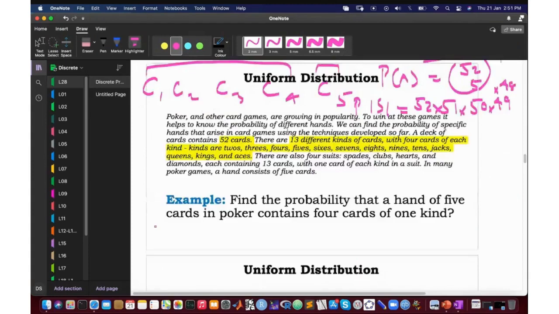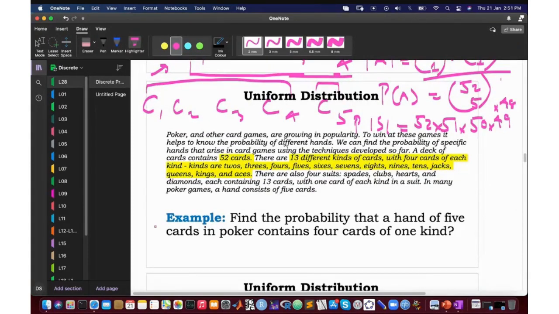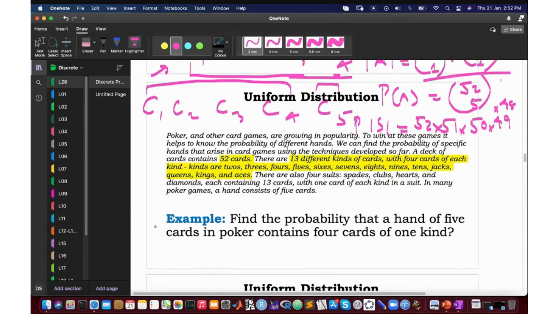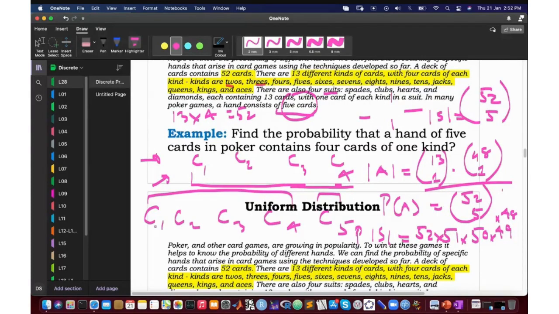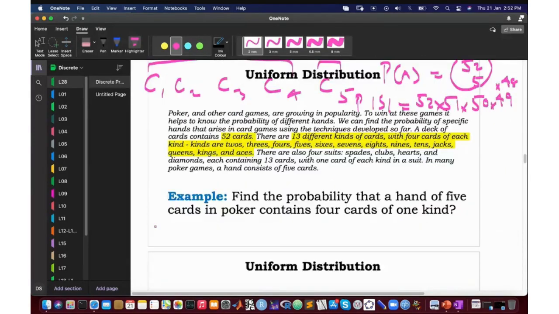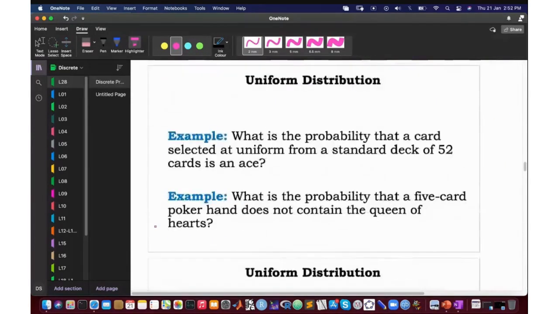All right, let's move on. So find the same question. Find the probability. Similar question. Find the probability that a hand of 5 cards in poker contains 4 cards of one kind. Isn't it the same question? Okay, that's the same question.